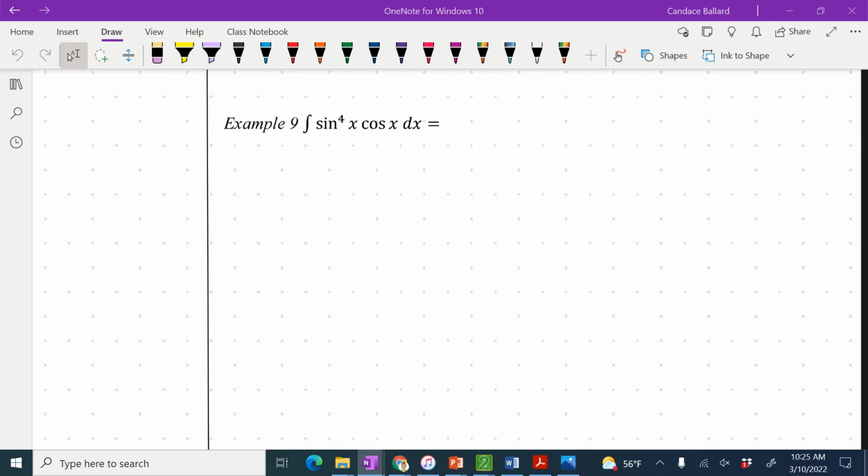This one over here. Okay, and go to that. Okay, so we're looking at example 9.